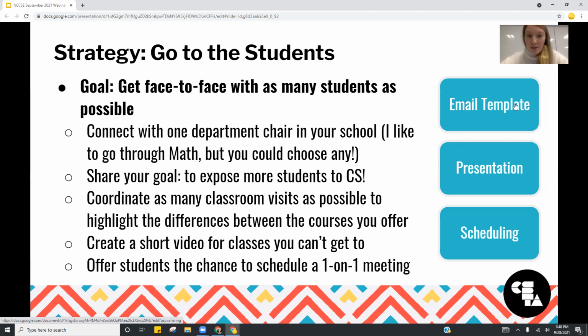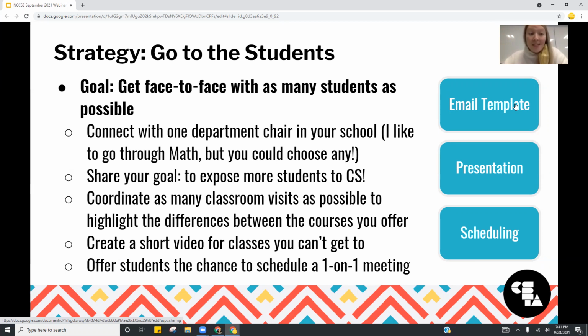The way to do this, the most efficient way to do this, is to connect with one department chair in your school. I like to go through math because math teachers tend to immediately see the connection between math and computer science, but you could choose any subject to connect with. And the reason I choose one is because if I try to go to lots of different courses, I might see the same students multiple times. But if I only go to math courses, or I only go to social studies courses, or I only go to science courses, I'm more likely to see a wider array of students. So you'll connect with the department chair, you'll share your goal, which is to expose more students to computer science.